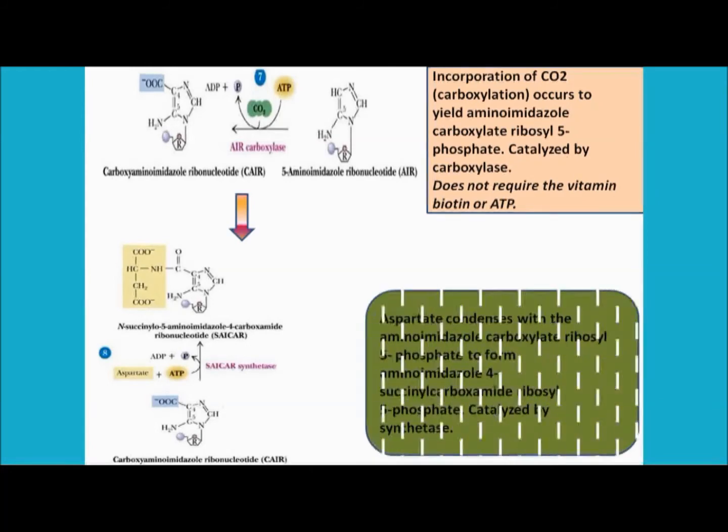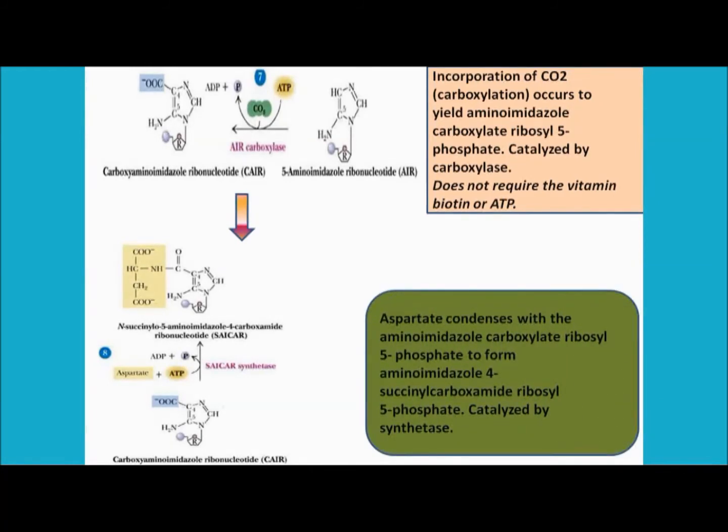So the next step now is the aspartate. This aspartate is going to get condensed here. You just see in this structure while I am explaining. Now this aspartate is going to condense with the aminoimidazole carboxylate ribosyl 5-phosphate to form aminoimidazole 4-succinyl carboxamide ribosyl 5-phosphate, and it is catalyzed by the enzyme synthetase. So it is the product we are getting right now. Here it is the product, the carboxy aminoimidazole ribonucleotide.